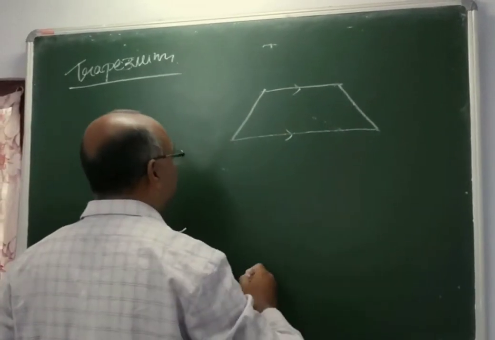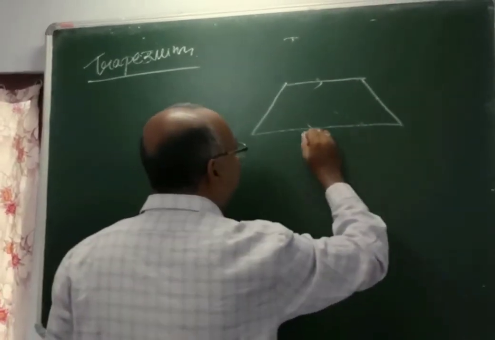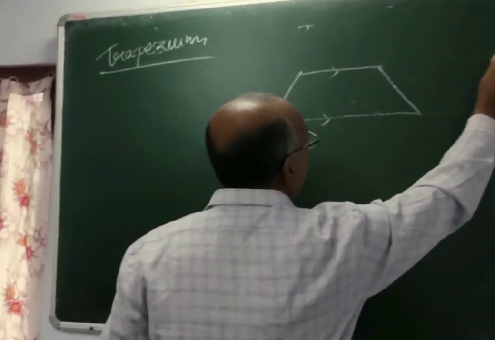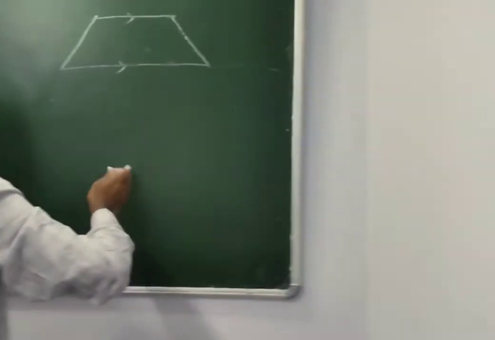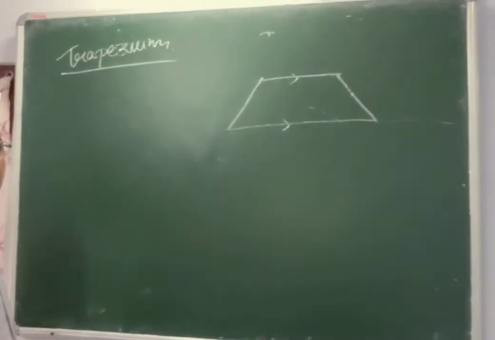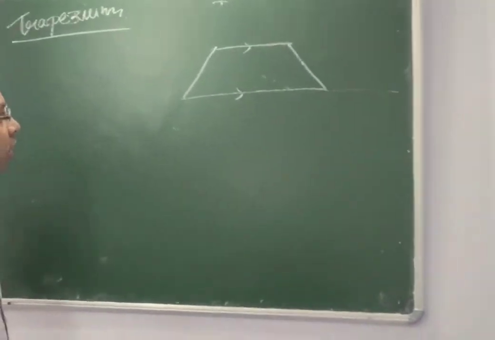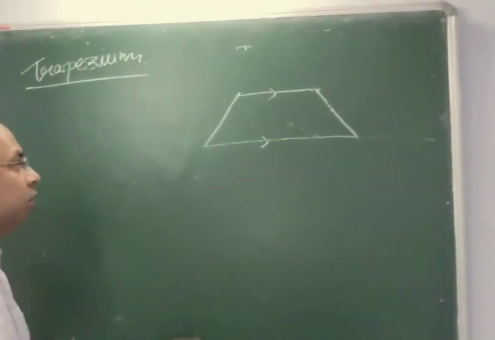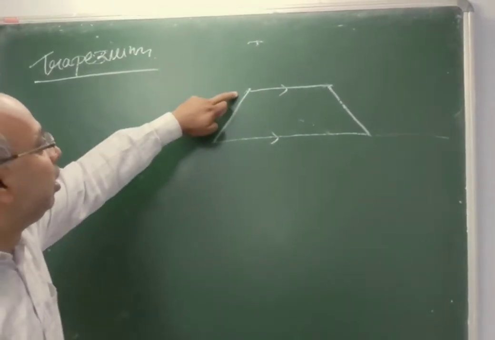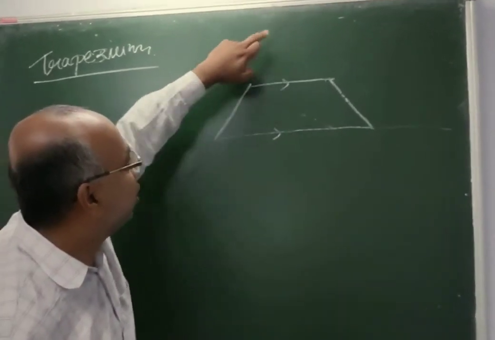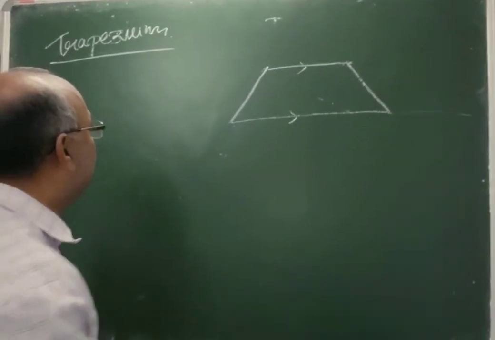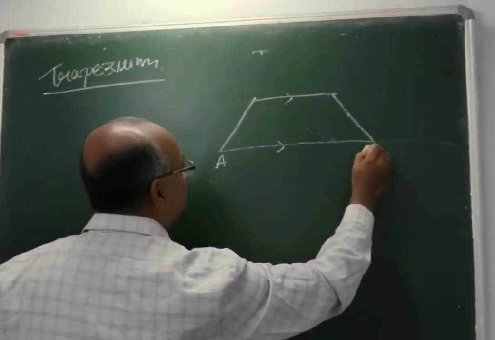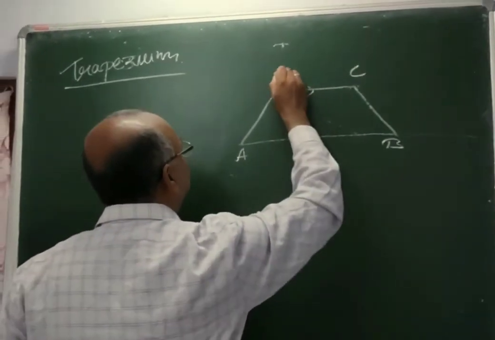Now, what does parallel mean? If I extend this one up to infinity, as much as I can, it never meets. That's why they are parallel. But this one, if I extend, see, they will meet. So that's why the other pair is not parallel. If we name any trapezium, it is A, B, C, D.